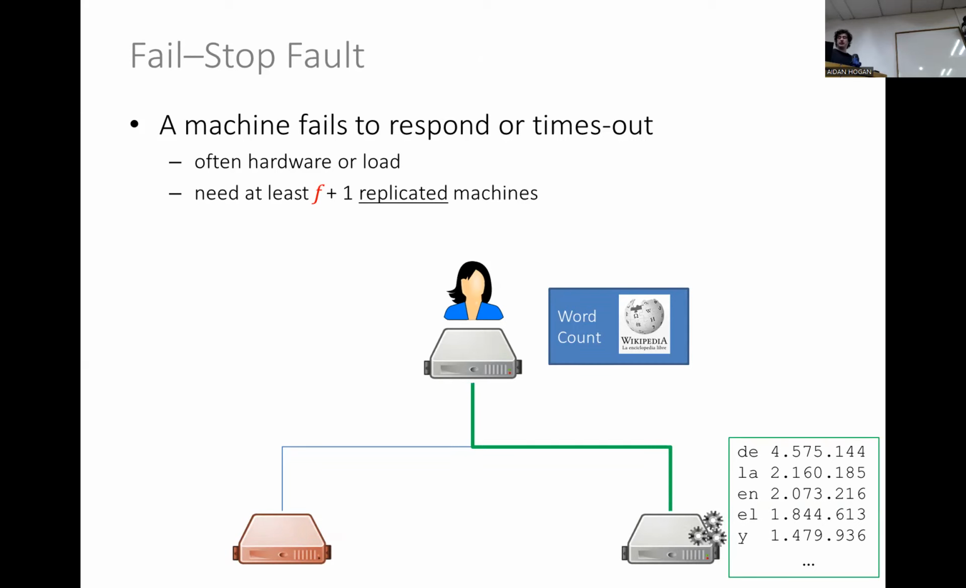So in this case, F equals 1. We've had one fail stop fault. We just need one more machine than the number of faults and we're good. We just need one machine to work. So this is the fail stop fault scenario.